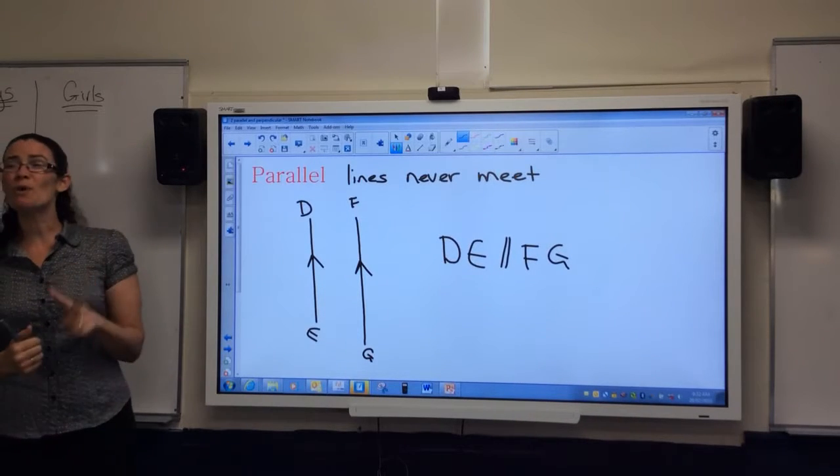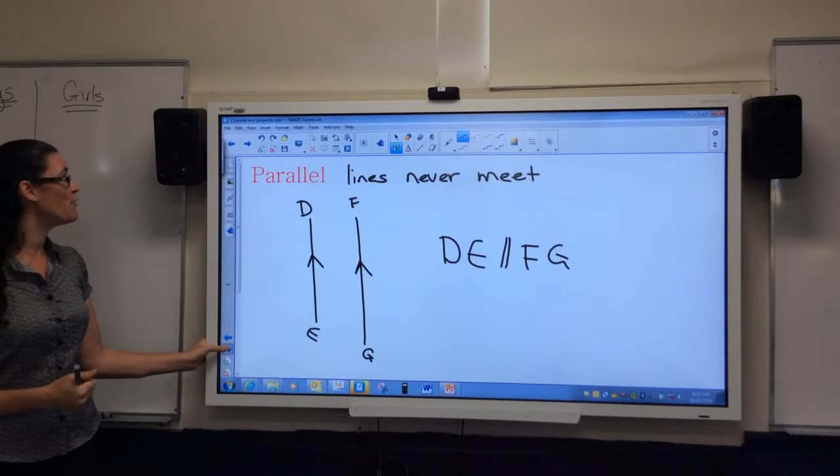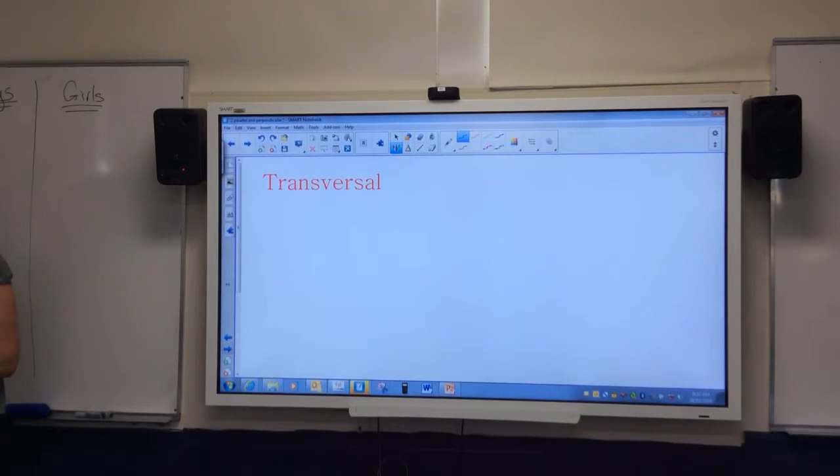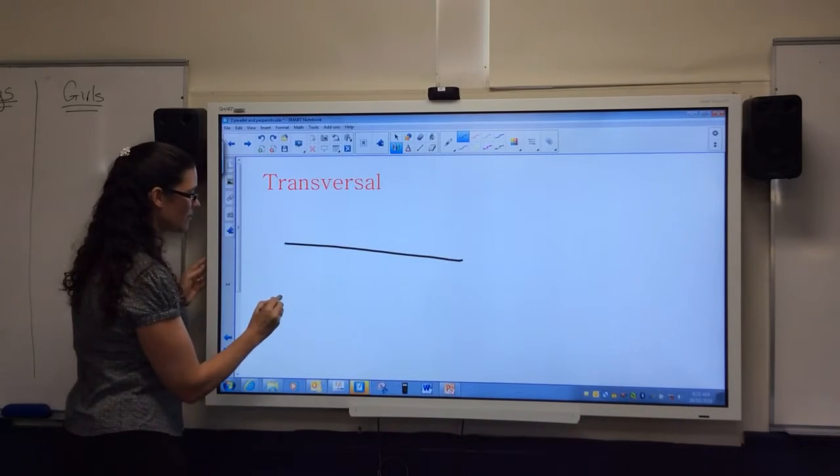There's one new word to learn today. So you've seen those words before. This is my new word for the day. Transversal. Okay? So I want you to carefully write that word down. Make sure you spell it correctly. Transversal. This is our new word for the day. Now, I'm going to draw a pair of parallel lines. So this is my pair of parallel lines.